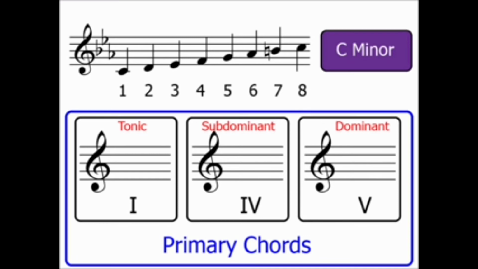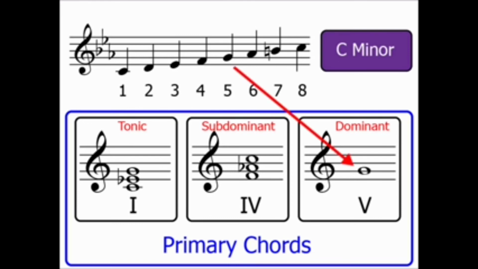To calculate the tonic chord, chord 1, we take note number 1 and pop it over here. A third above C is E flat. Remember to keep one eye on that key signature. A third above E flat is G. Chord 1 complete. The subdominant chord, chord 4, next. We take note number 4, the F, and pop it over here. A third above F is A flat. And a third above A flat is C. Chord 4 complete. Finally, the dominant chord, chord 5.